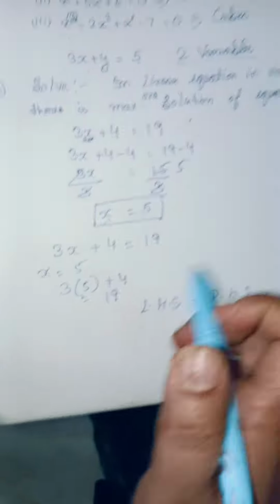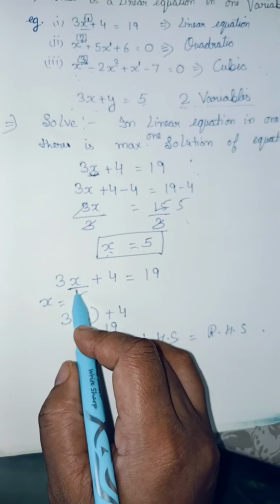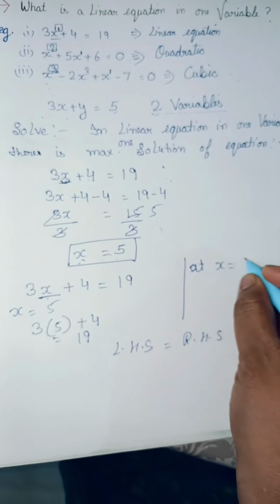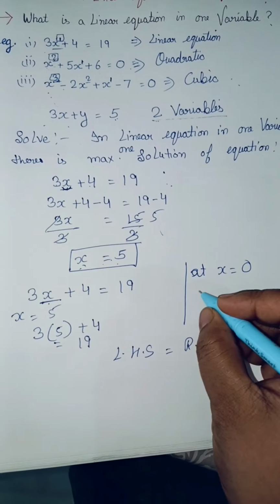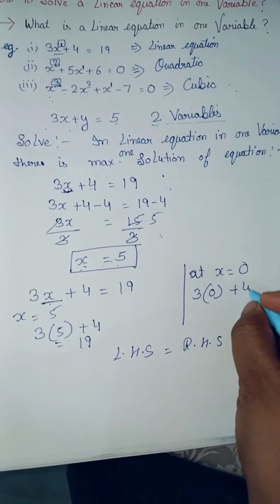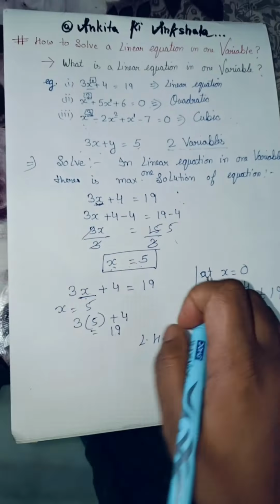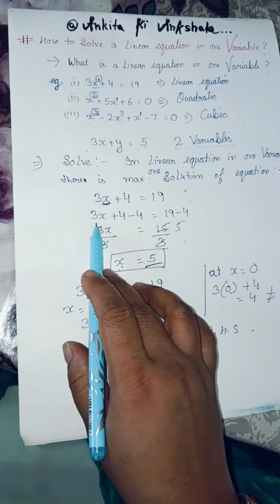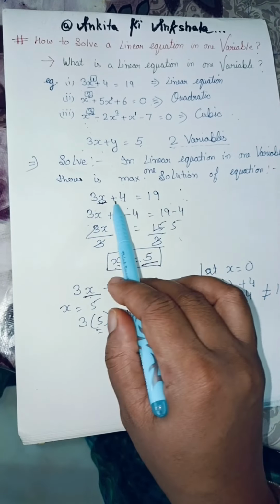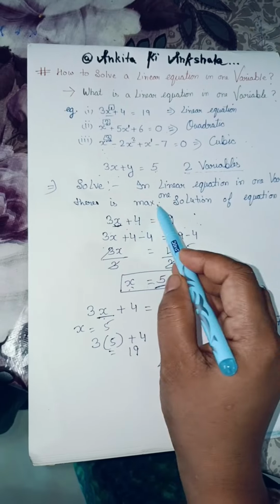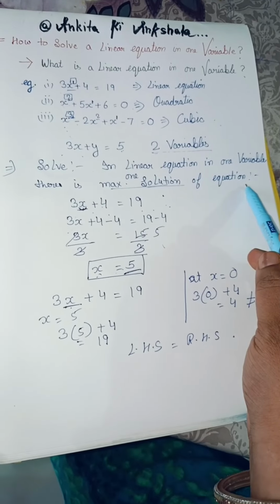If I put any other number in this equation, say 0, what will it become? At x equal to 0, 3 into 0 plus 4 becomes 4, which is not equal to 19. So if you put any number other than 5, the LHS will not become equal to the RHS. That's why we say there is at most one solution of a linear equation in one variable. I hope you get my point.